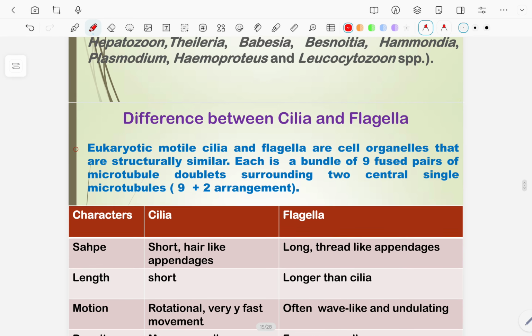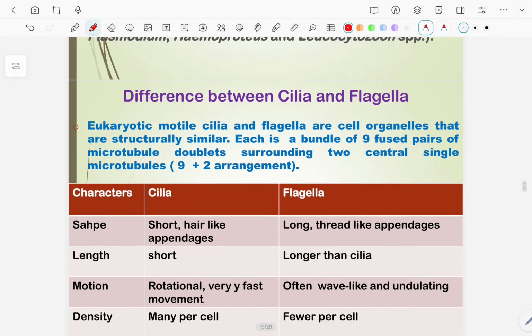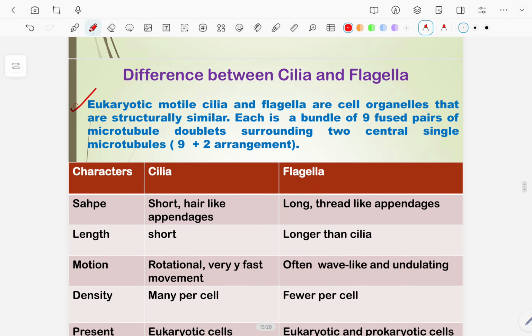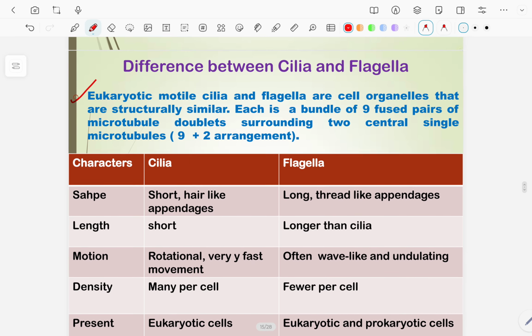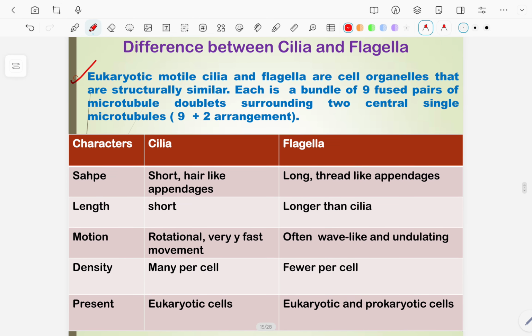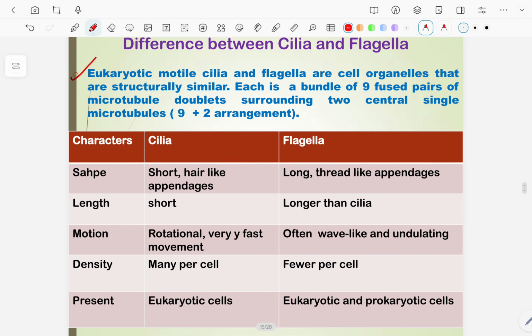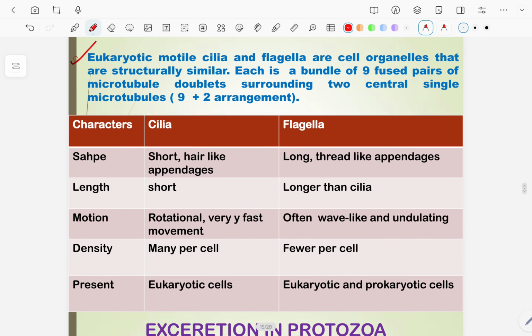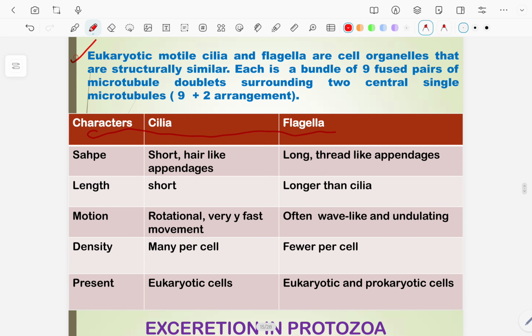Difference between cilia and flagella. Eukaryotic motile cilia and flagella are cell organelles that are structurally similar. Each is a bundle of 9 fused pairs of microtubules, doublets surrounding two central single microtubules, a 9+2 arrangement.